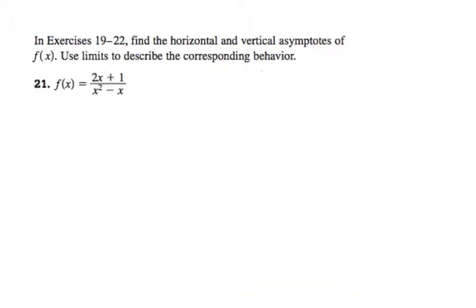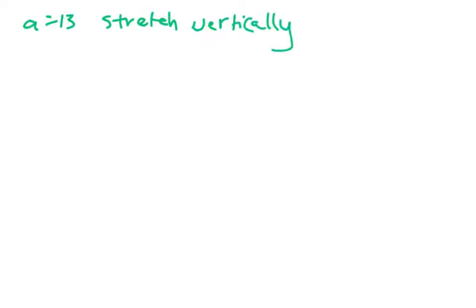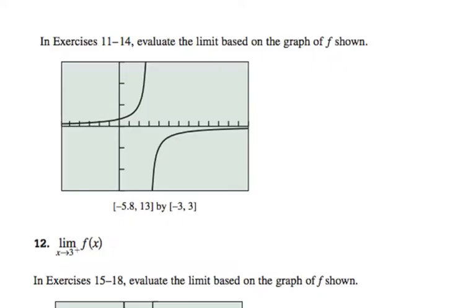So, moving to the end of this assignment, if the a value is 13, that means that we are stretching the image vertically by a factor of 12. We also have an h value of negative 4.